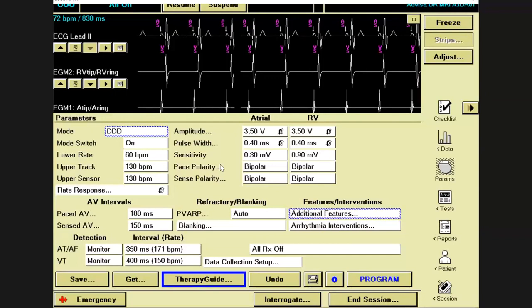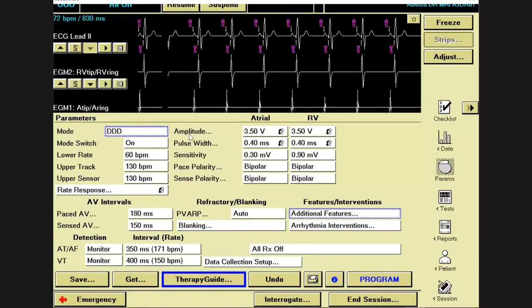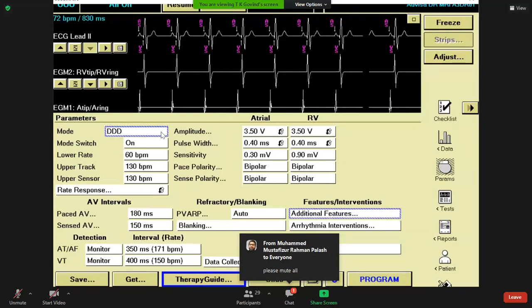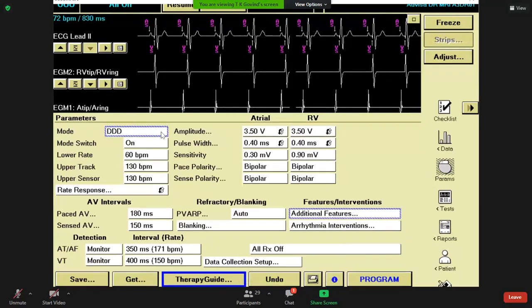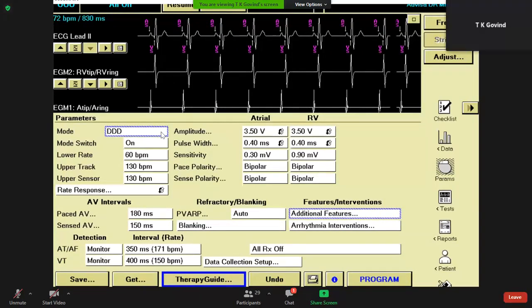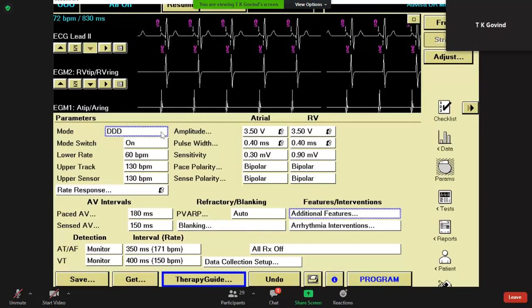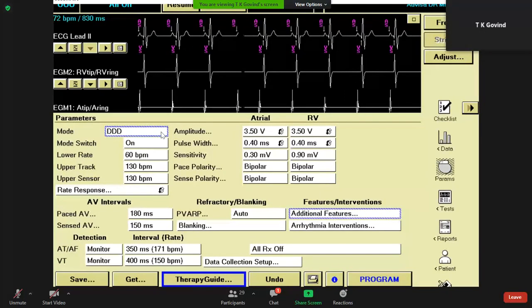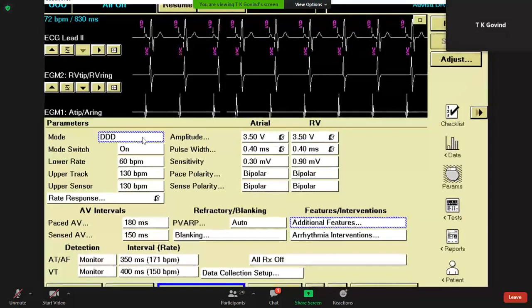So it's a good idea to consider programming DDD mode for a patient that has a normal sinus node function. As a result, it's going to sense the atrium and pace the ventricle all the time. When the patient becomes active, or anytime the patient's metabolic need increases, the sinus rate is going to increase because of the normal function of the sinus node, and that is going to result in an increase in the ventricular rate as well. So if you are sure that this patient has a normal sinus node function, even if you decide to give a DDDR pacemaker, it may be a good idea to consider programming it to a DDD mode. That's one point that I want to make.